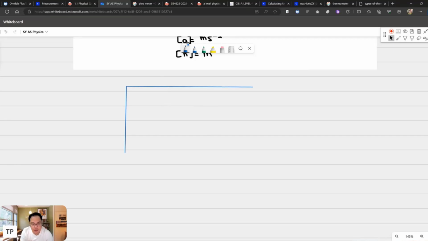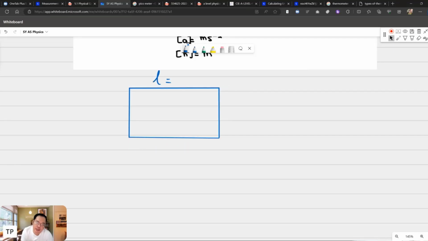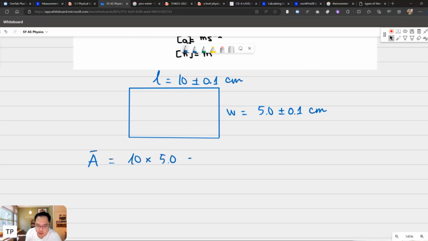I have a rectangle. The length of this rectangle is 10 centimeter plus or minus 0.1 centimeter. The width is 5 plus or minus 0.1 centimeter. So the average area is 10 multiplied with 5, which is 50 centimeters square.